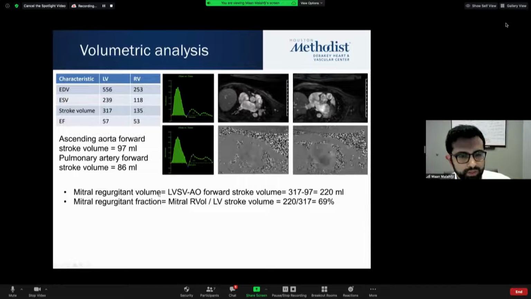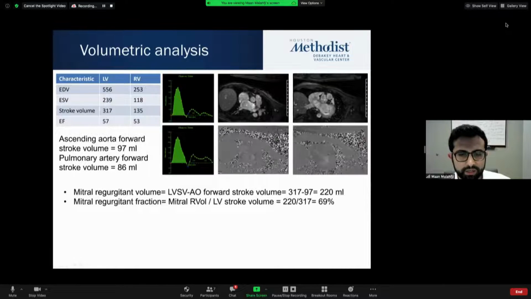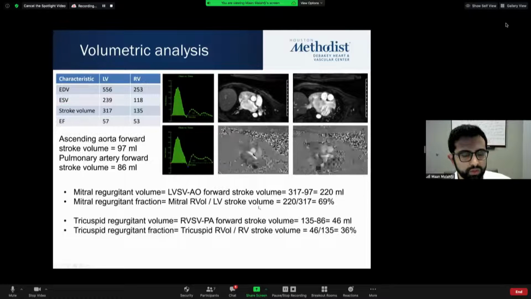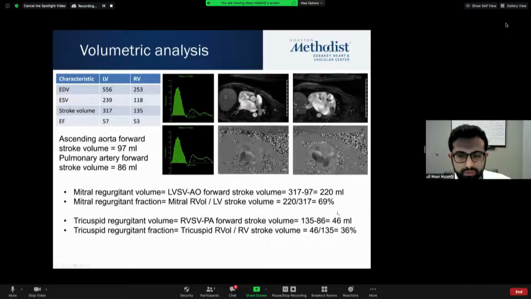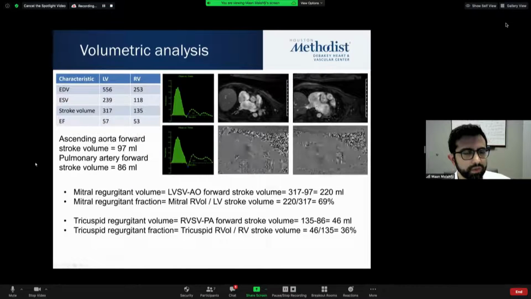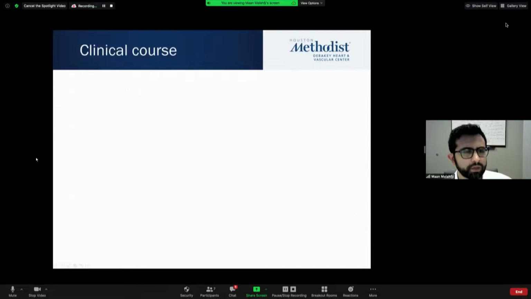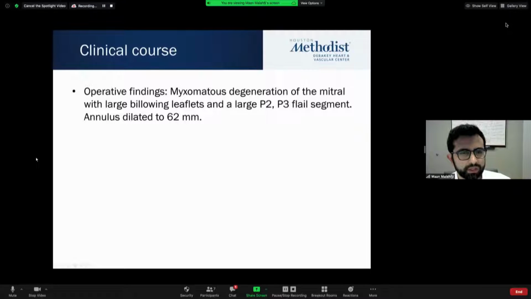So the mitral regurgitant volume that we calculate here is very large at 220 mLs with a fraction of 69%. We also calculate a tricuspid regurgitant volume, which is a sizable amount of 46 mLs and 36% in the way of regurgitant fraction. So the patient went to surgery.